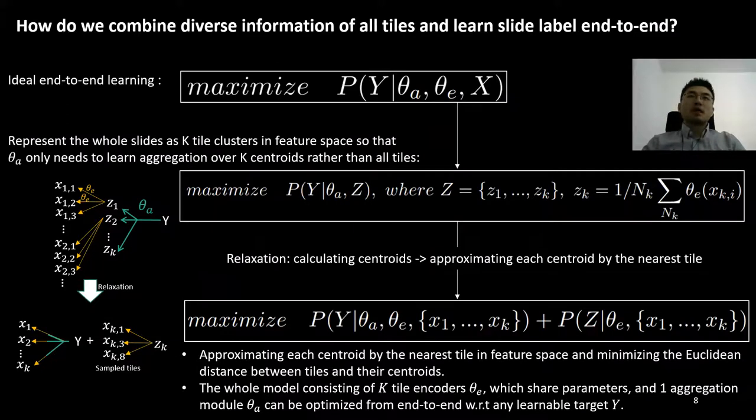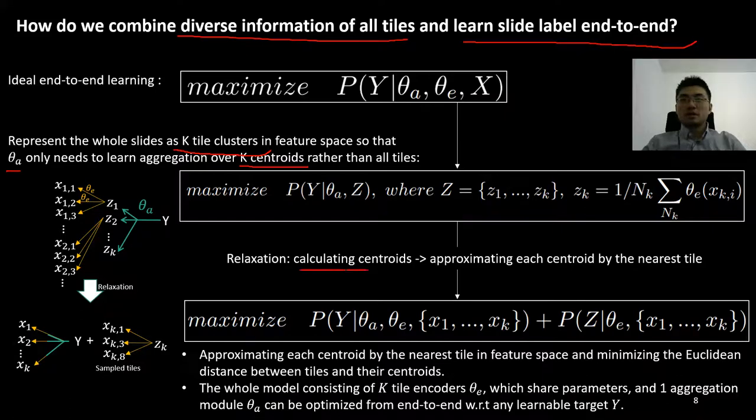So how do we combine diverse information of all tiles, just like the unsupervised approaches, as well as learn the slide label from end to end so that the learned features can be discriminative? In the ideal end-to-end learning, we want to map from all of the tiles to the slide label, but this model is large. So we propose to represent the whole slide as k tile clusters in feature space, so that the aggregation module theta A only needs to learn aggregation over k centroids rather than all tiles. And this k is much smaller than the number of tiles.